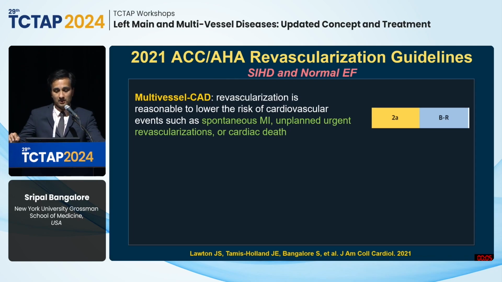But there is a new class 2A indication that if you have patients in multivessel disease, revascularization lowers spontaneous MI, unplanned urgent revascularization, and also cardiac death.